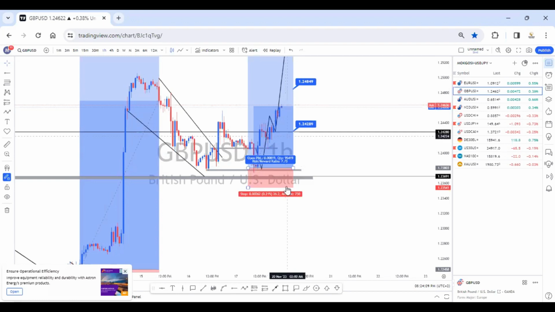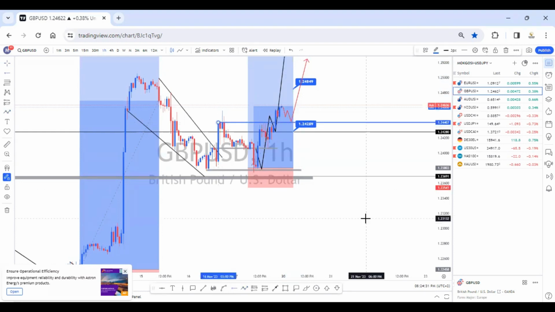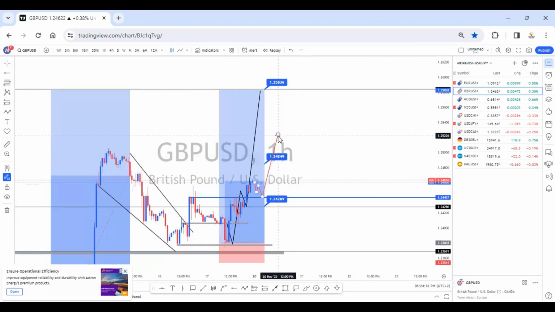What we can expect to happen, there is a high possibility that we find ourselves having a corrective movement to come back and fetch this level, so that we can go impulsive to the upside, fetching to this level. Yeah, that's my expectation.